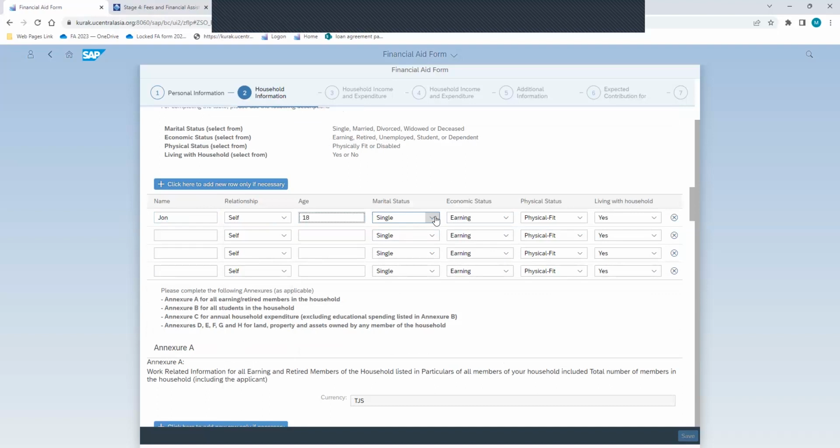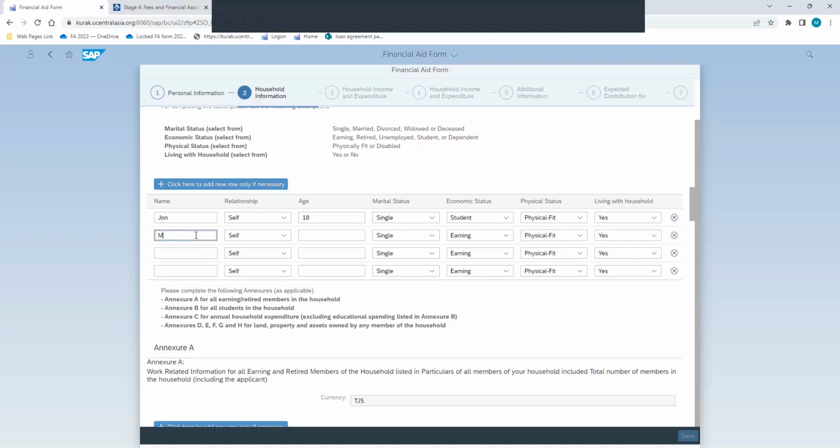Here we do have options as well. So maybe someone is married, you can also mention that. Economic status. I'm not earning, I'm not retired, I'm a student and I'm choosing student. I'm physically fit and I'm living with the household, if so. Otherwise, please choose no if you're not living with the household.